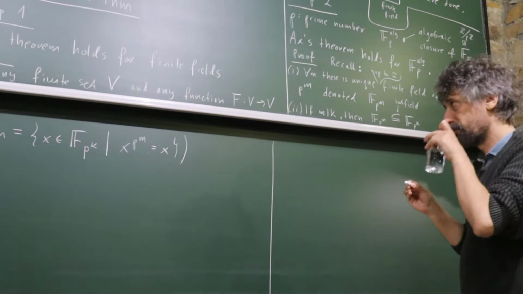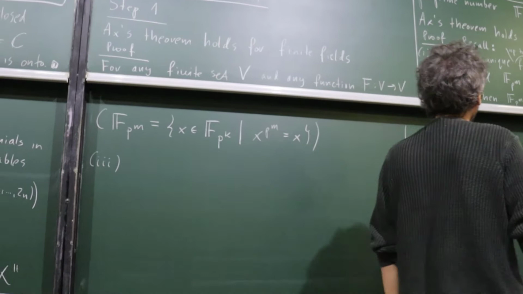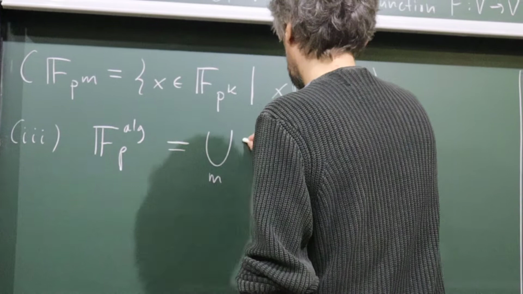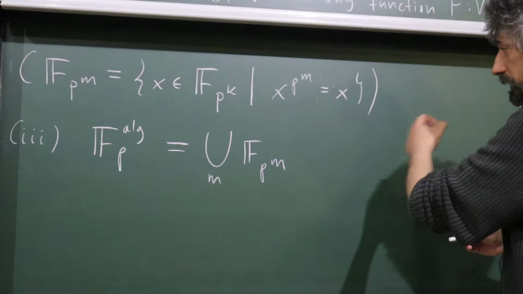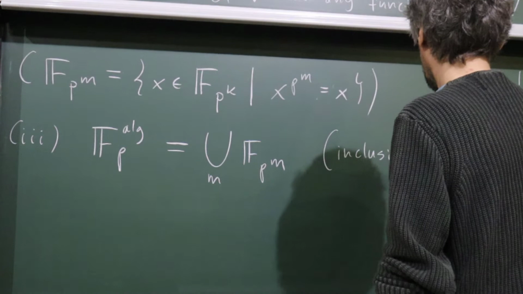Okay, and if we understand that, then we can understand what is F_p^alg. As I said, F_p^alg is the union, one can say, of all these F_{p^m}. But then we have to understand in what sense it's a union, so how one is included into another, so inclusions as in part 2.